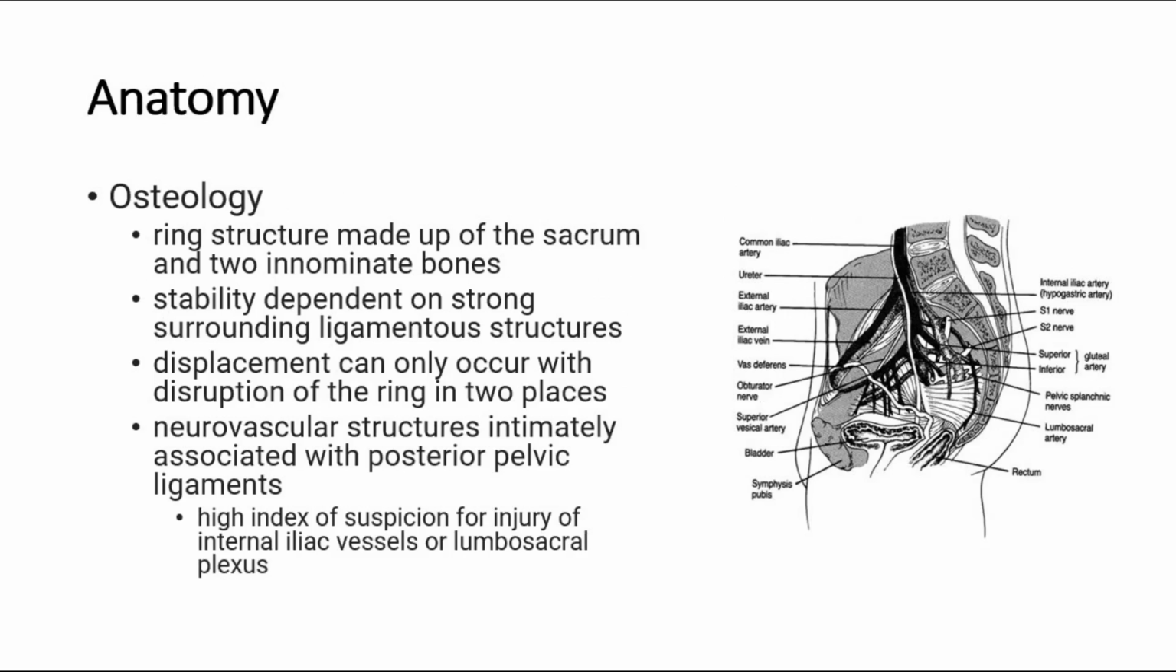For anatomy, starting with osteology. The pelvic ring is a ring structure made up of the sacrum and two innominate bones. Its stability is dependent on strong surrounding ligamentous structures. Displacement can only occur with disruption of the ring in two places. Neurovascular structures are intimately associated with posterior pelvic ligaments, and there is a high index of suspicion for injury of internal iliac vessels or lumbosacral plexus.